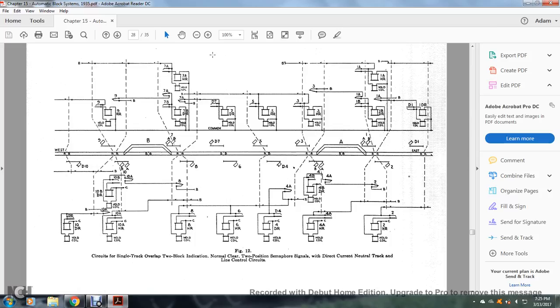This shows the circuits of single track overlap and block indication, normal clear, two position semaphore signals, direct current neutral track line control circuits.